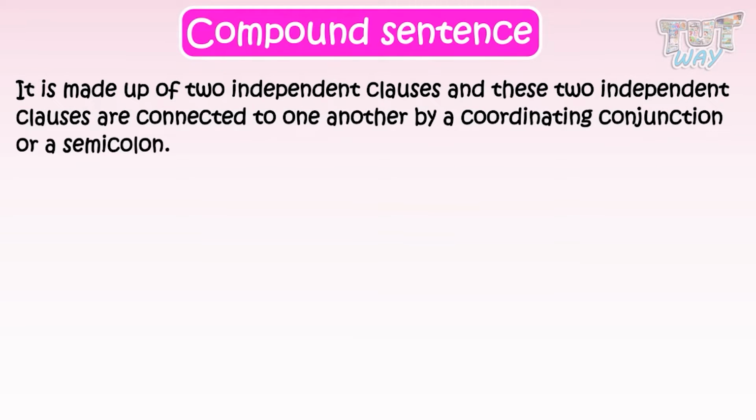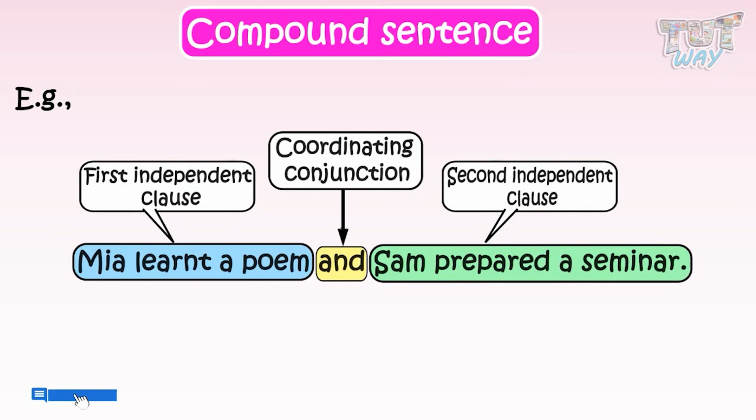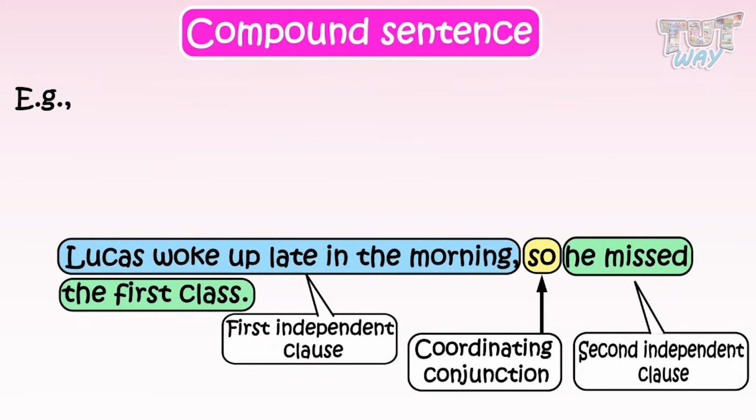two independent clauses are connected to one another by a coordinating conjunction or a semicolon. For example, Mia learned a poem and Sam prepared a seminar. Lucas woke up late in the morning, so he missed the first class. Now we have learned and revised what simple and compound sentences are.